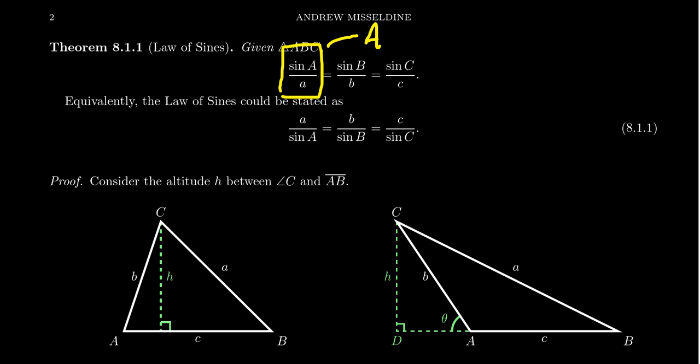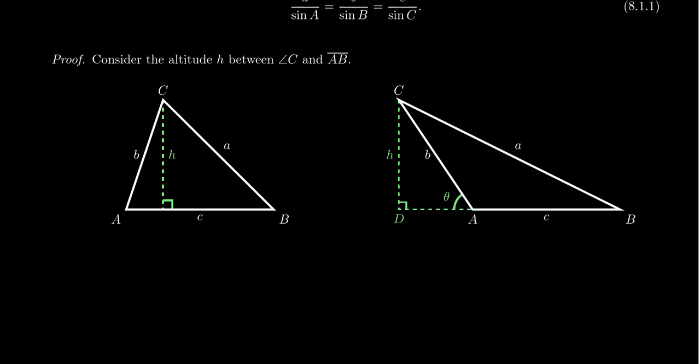It's also equivalent to take the reciprocals of these things, because if these ratios are equal to each other, their reciprocals are equal to each other. And so you get little a over sine A is equal to little b over sine B, which is equal to little c over sine C. And so this law of sines proportion is extremely useful. And let's see why this fact holds.